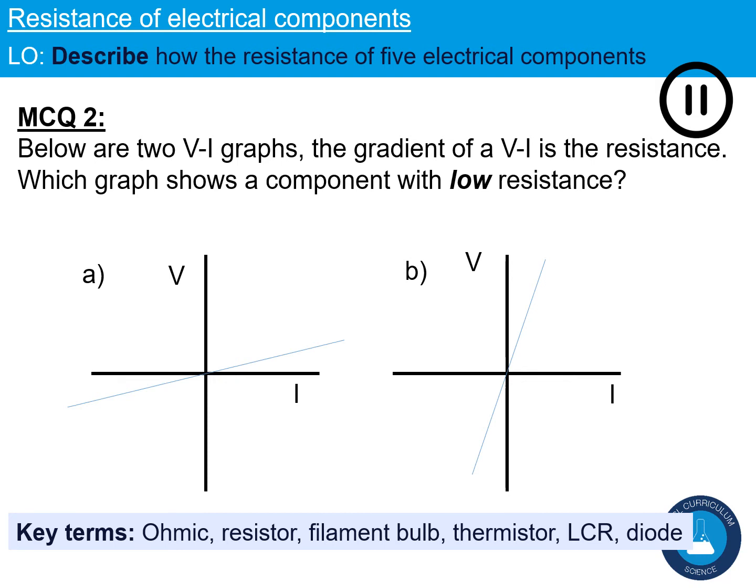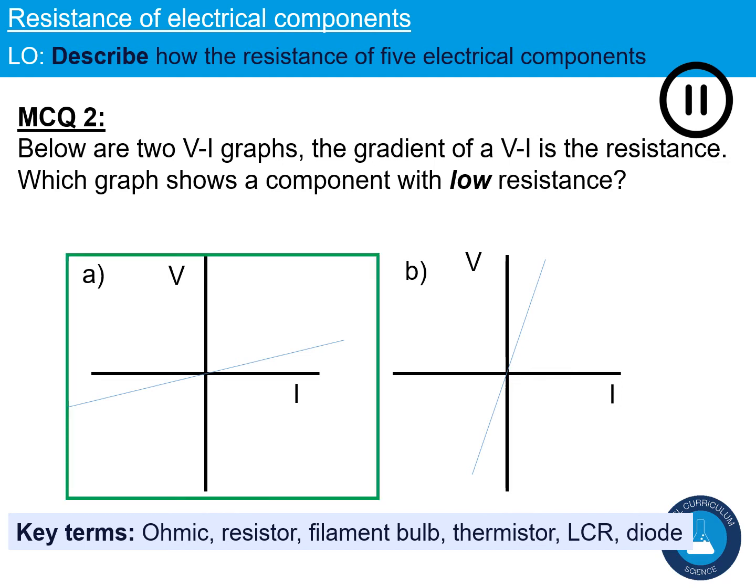So hopefully you have now got on your piece of paper an answer that says either A or B. Now in this one, because the gradient is equal to the resistance and we want a low resistance, you are looking for a small gradient, and that means it is the graph on the left-hand side, graph A, because this line is a lot less steep, it's got a shallower gradient.